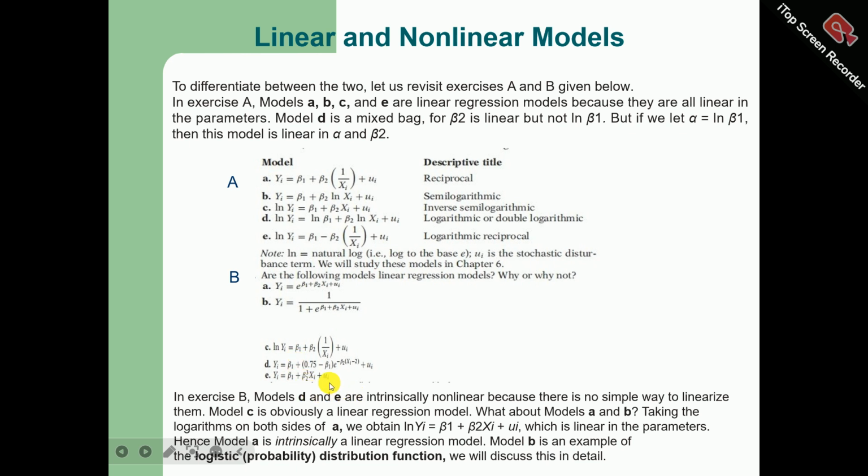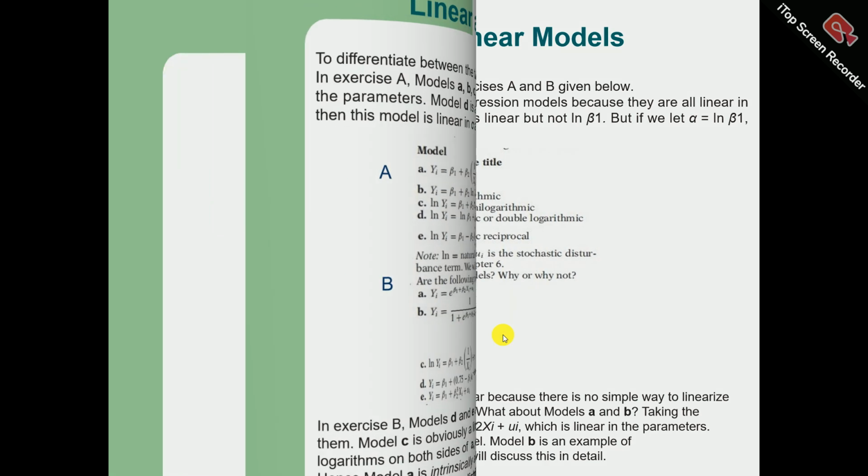What about model A and B? So here, if you take logarithm on both sides, then this model becomes yi is equal to beta 1 plus beta 2 xi plus ui, which is linear in the parameters. Hence, model A is intrinsically a linear model. Model B is an example of a logistic distribution function, and we will discuss this in detail.